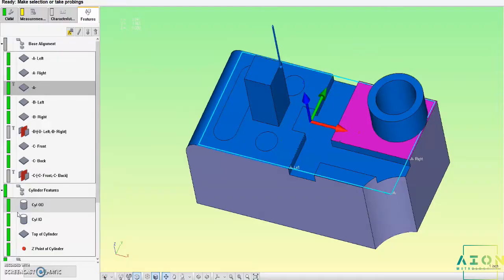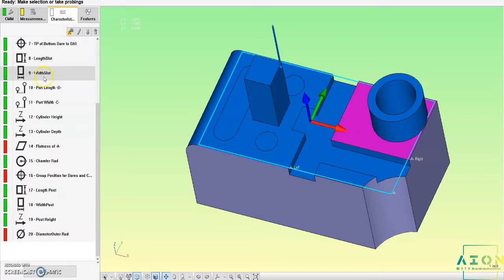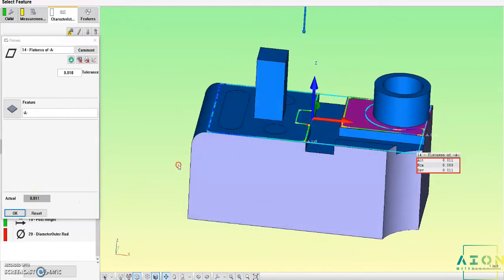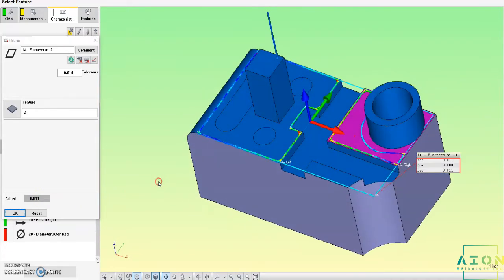Moving on to the Characteristics tab, we can take a look at the results on our flatness measurement. As you can see by the tolerance and actual numbers, we're slightly out of spec. While knowing you're not in compliance with your print is important, I would argue knowing how and why you're out is just as important. This is where a picture really is worth 1,000 words.